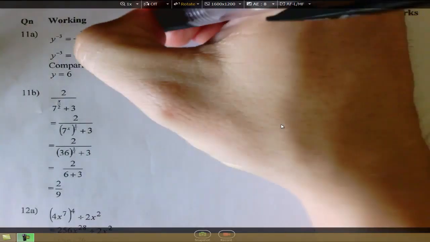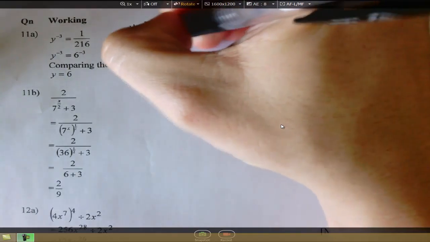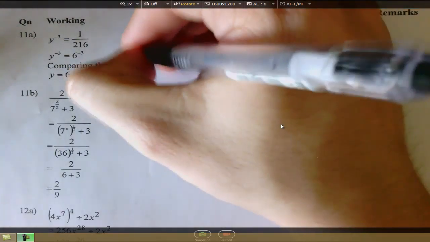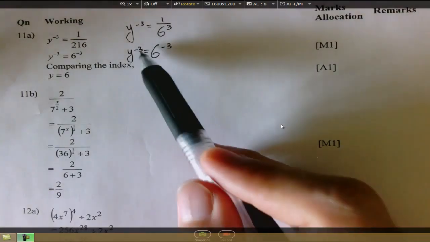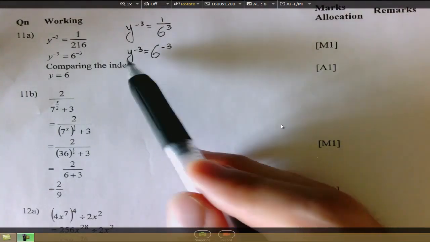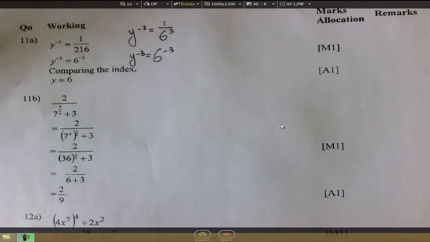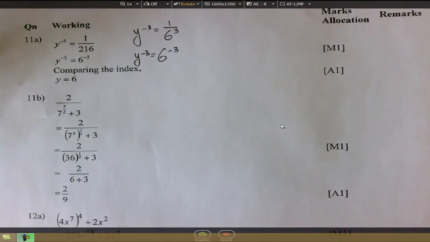Okay, question 11. First, what I'll do here is this. I will now change 216 to become 6 to the power of 3. Then I will express 6 in negative index form like this, so that if this index is the same, it means the base must be the same. So therefore y is equal to 6 in this case. So from here to here I express it in negative index form. Now let me go on to question 11b.